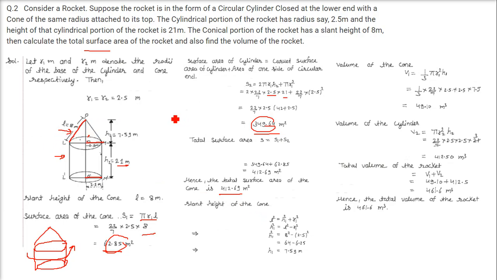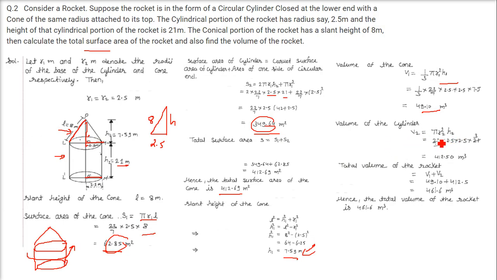Now for the height of the cone, let me take this triangle. This side is 8, this one is 2.5. So the height of the cone will be the square root of 8 square minus 2.5 whole square, which will be 7.59. What is the volume of this cone? 1 by 3 pi r square h. R we know is 2.5, height we just found out. Just multiply and 49.10 will come.